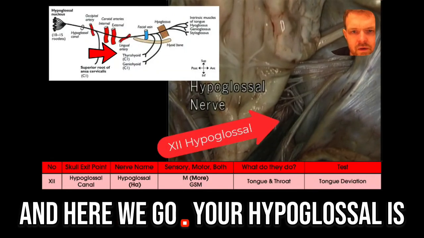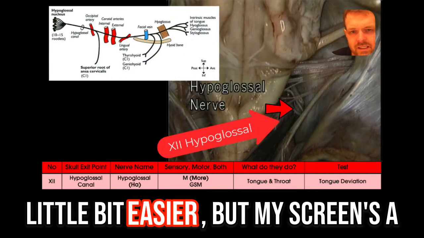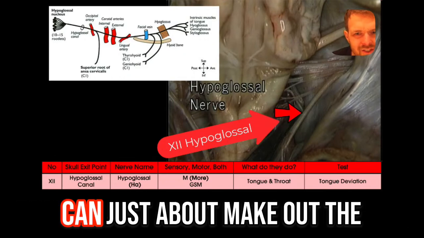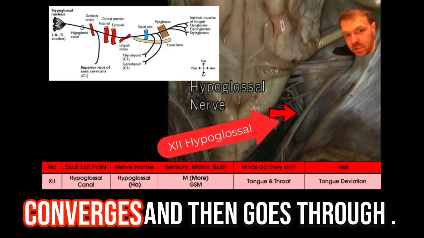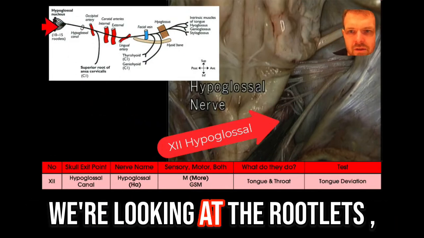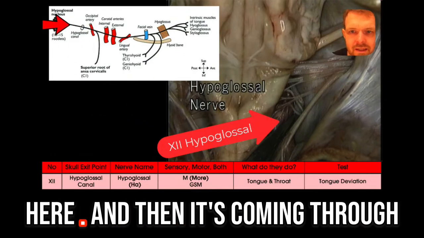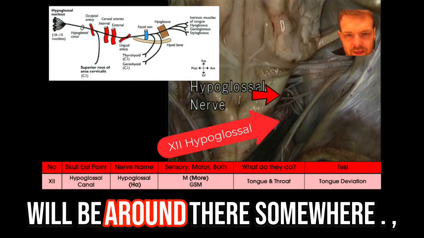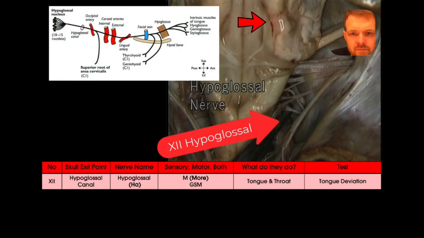And here we go. So your hypoglossal is all from this region here. Hopefully you can see it a little bit easier, but my screen's a little bit dark. It's from that region. And then you can just about make out the hypoglossal canal where it all converges and then goes through. We're looking at the rootlets, which are in this area here. And then it's coming through here, the hypoglossal canal, which will be around there somewhere. On my picture, it's a little bit dark, so hopefully you can see that a bit easier.